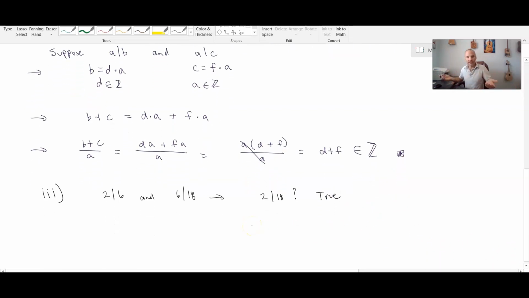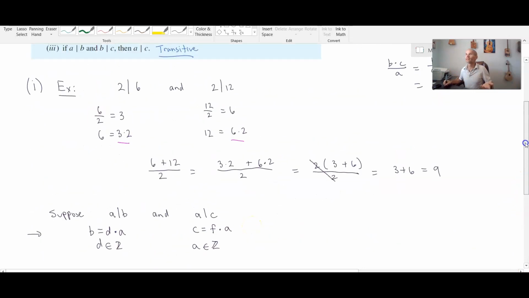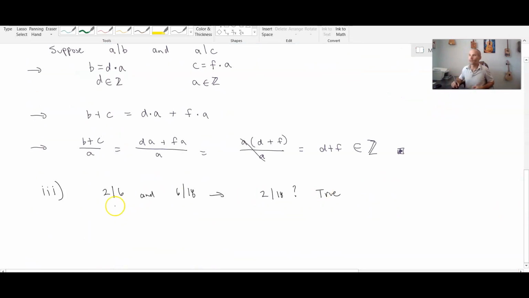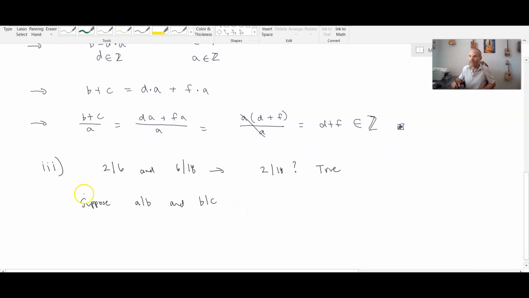But this is just for these particular three numbers that we've selected. So we want to be able to make this general. So suppose A divides B and B divides C. We want to conclude that A divides C. But before we do that, we're going to come up with some definitions of what we mean by these things.